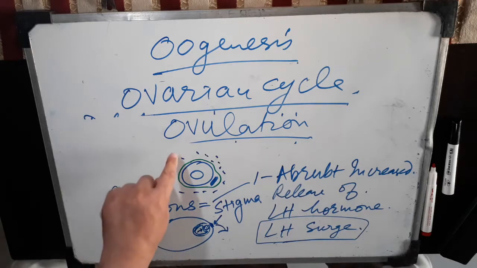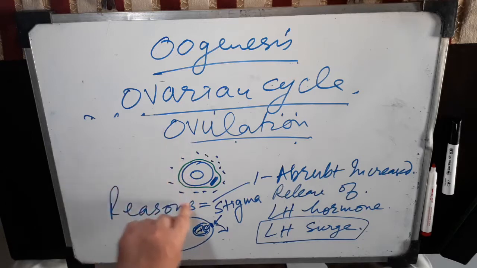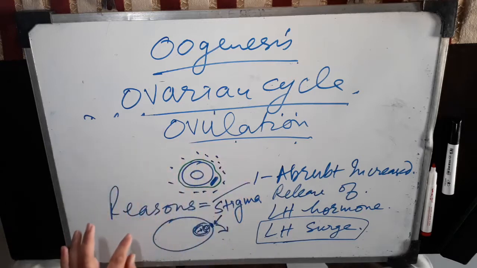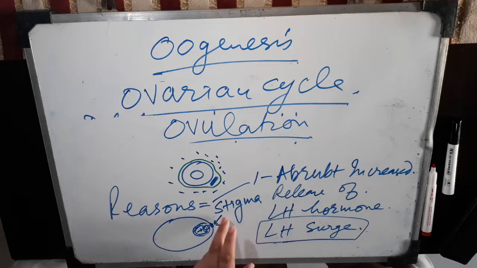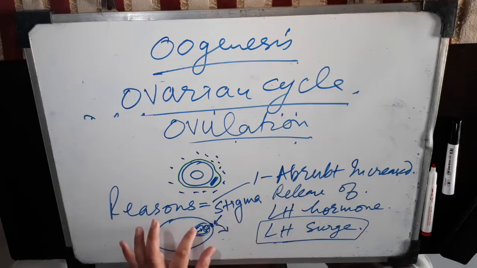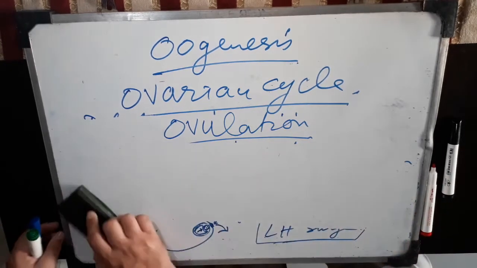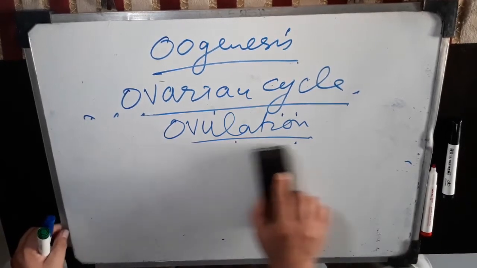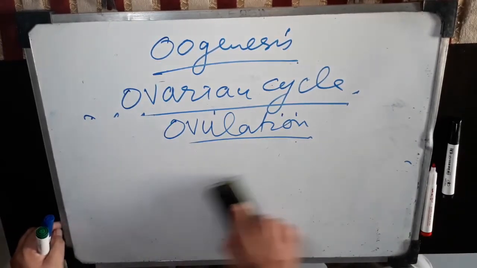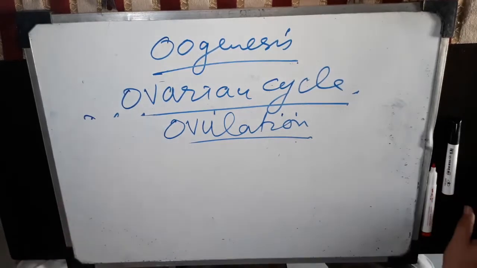So it occurs on the 14th day, and these things are released. The left behind part is known as corpus luteum, and the reasons are LH surge, stigma formation, and the mechanical pressure pushing the oocyte. So this oocyte is captured by the fallopian tubes.